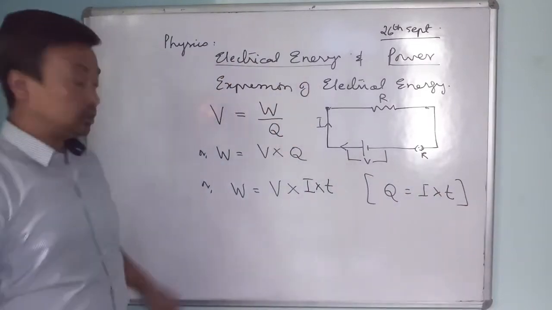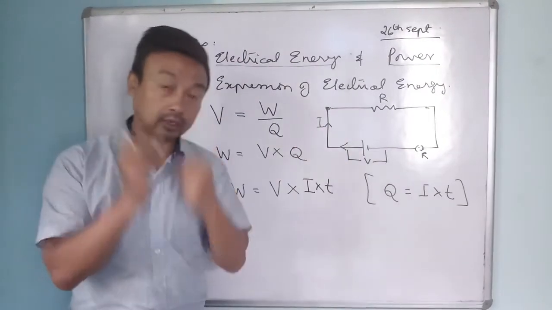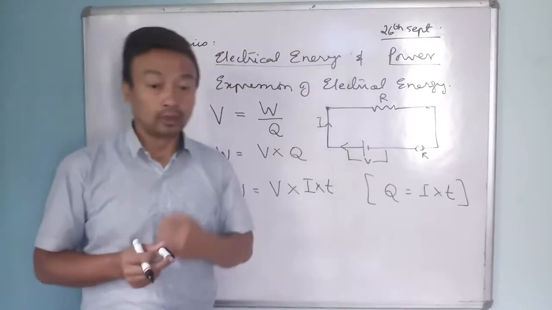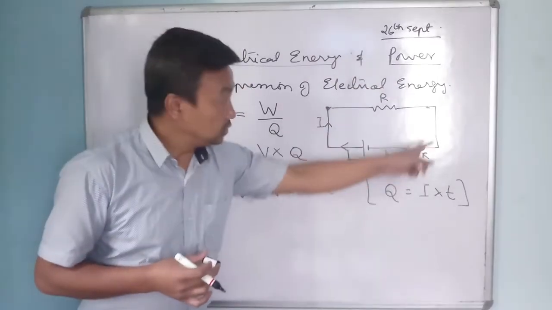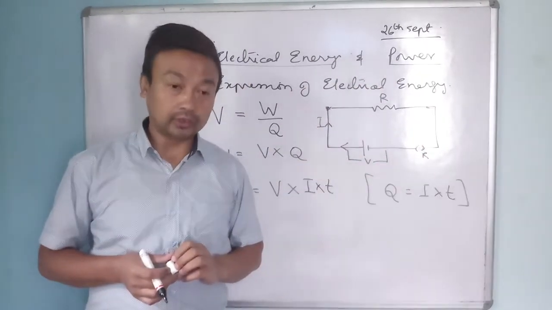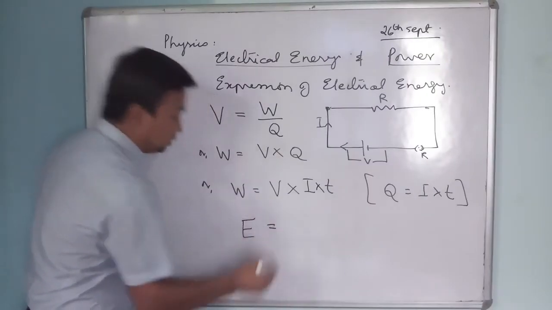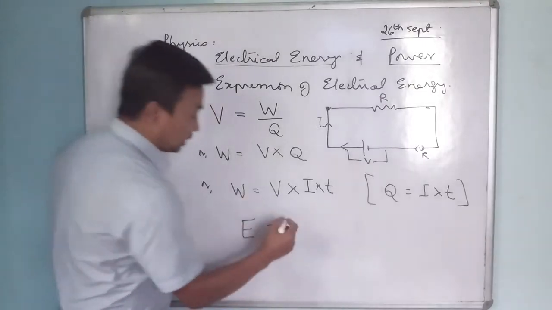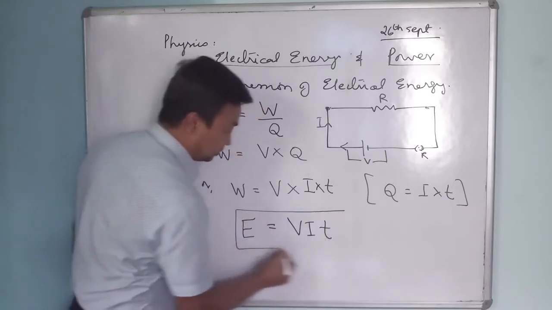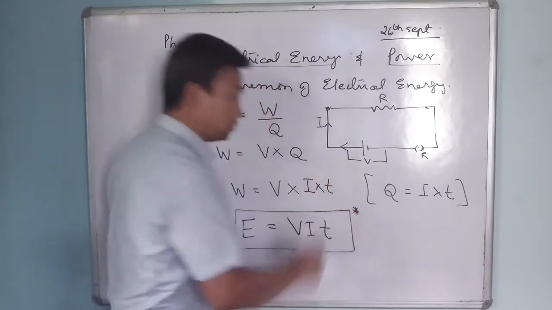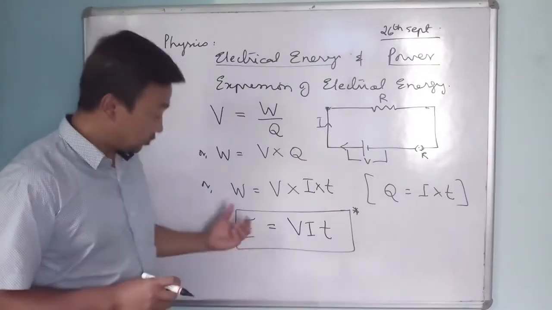Here, whatever work is being done is conserved as the energy in this electrical circuit. So electrical energy is described as the work done. We can write this work done as the energy, and the formula of the energy is given as V into I into T. So this will be your expression for the electrical energy.